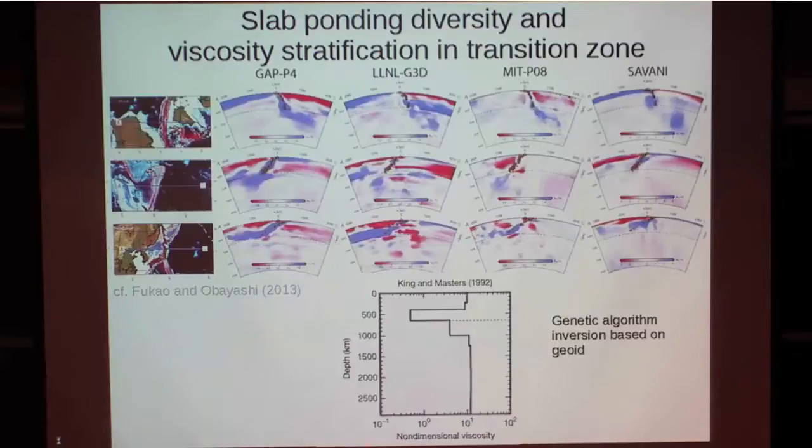For instance, here's an example from King and Masters in 92, where they actually have a jump in viscosity at 660 and another one at 1,000 kilometers, right? So there's some indication that there's some gradation in the viscosity structure with depth, and you'll have a chance to explore this yourself in the tutorial later today. So somehow the stalling has something to do with the viscosity increase.